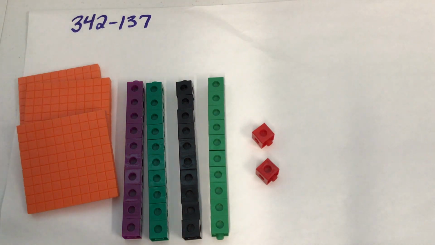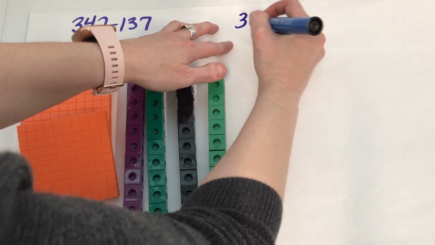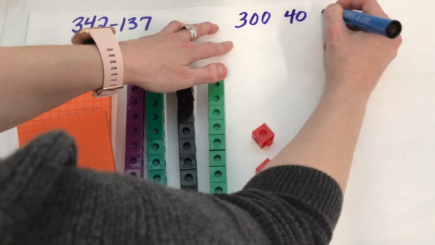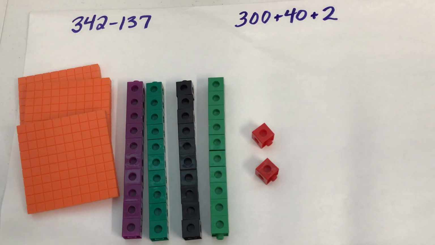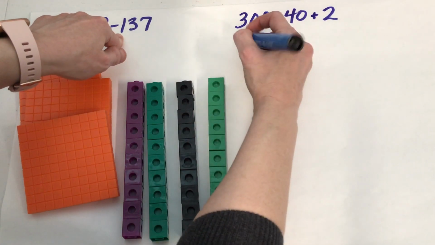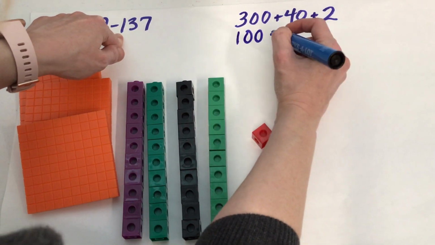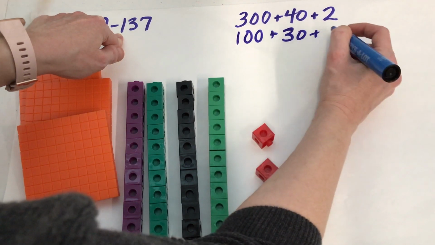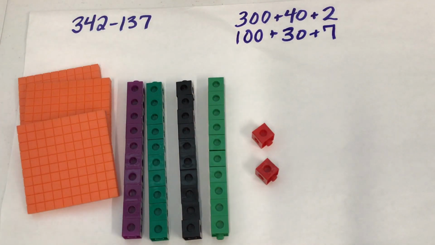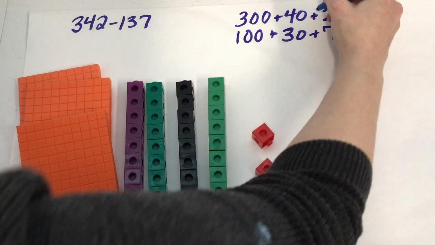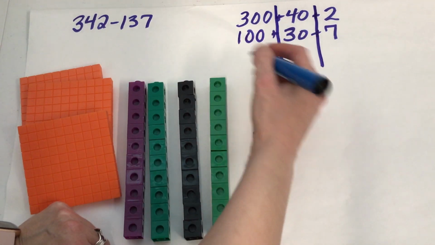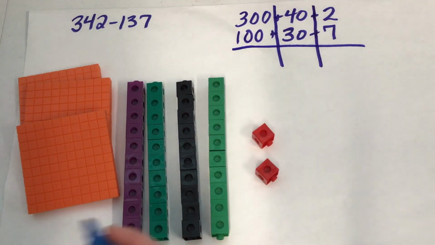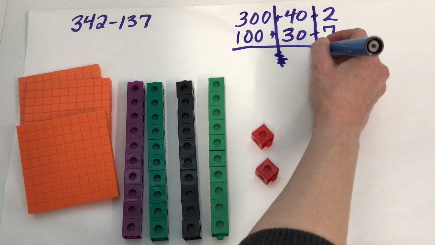So I want to expand 342. So I have 342, and I like to show them, remember, we're using expanded form. And then we have 137. So I have 100 plus 30 plus 7. Now, a lot of them have started making their ones, tens, hundreds chart. So I like to just go ahead and show it to them this way so that it keeps them from getting confused. Pretend that my lines aren't that long.